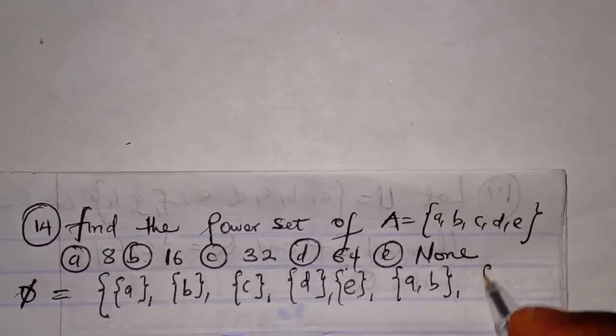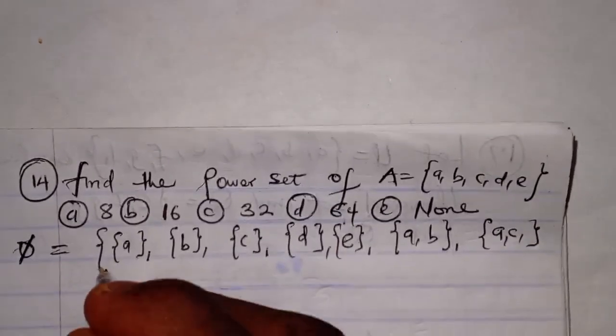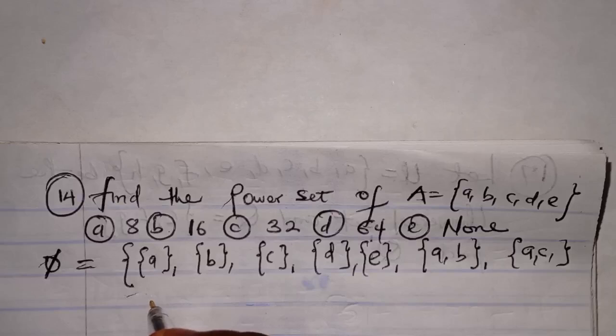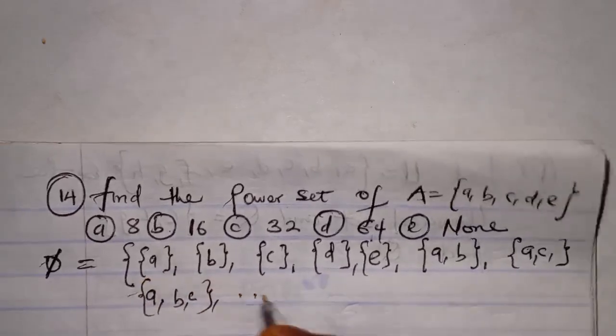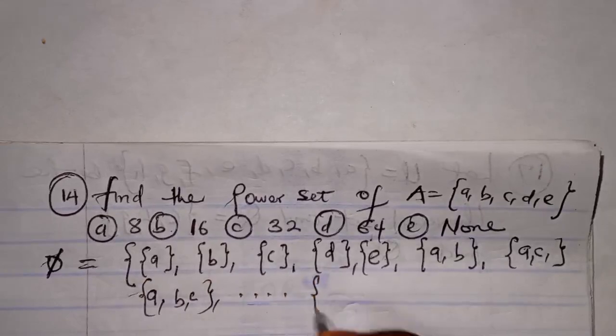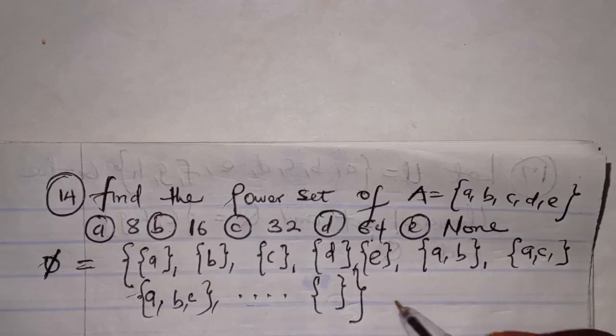So we begin to arrange the elements. We have A, C. Of course, I will not be able to write out everything, but I'm just trying to show you what a power set is. We have A, B, C, and so on and so forth, including the empty set. This is what power set is.